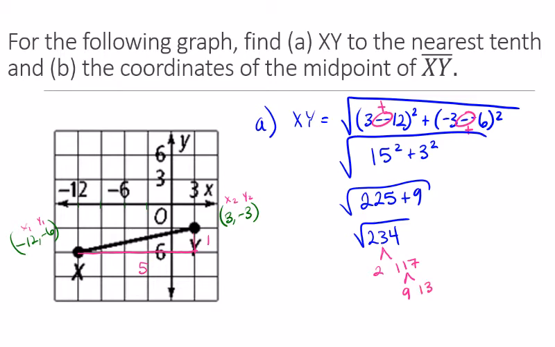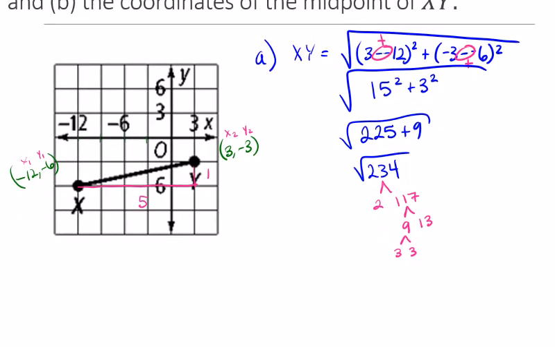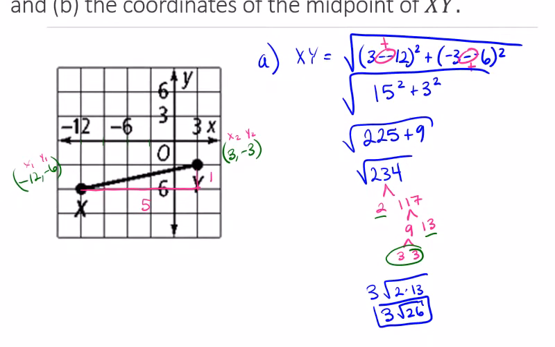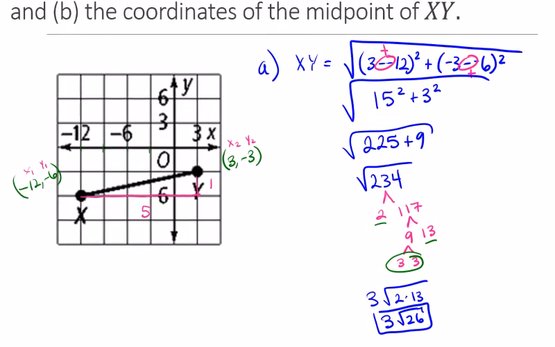All right, so 13 is prime, but 9 breaks down to 3 and 3. So once you see that 9 goes in, 9 is the biggest perfect square that goes in. So you can do it a couple different ways. But here I see I have a pair of 3s, so 3 can come out. 2 and the 13 are left inside. So it'll be 3 root 2 times 13, and that would be 3 root 26. All right, so that's the exact simplified version, right? If it said to round, we could round to the nearest tenth and just plug the square root of 234 into our calculator.